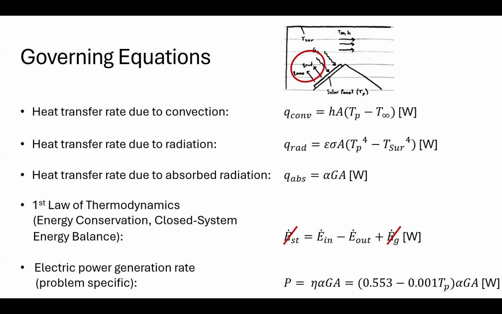So based on the assumptions that we made, we can effectively cross out the stored energy term. Again, you might remember that if we're talking about sensible stored energy, that term is equal to the mass times the specific heat times the time derivative of temperature. And because the temperature is not varying with time, that time derivative term goes to zero. And we're also canceling out the energy generation term because the panel is not producing any power within itself.